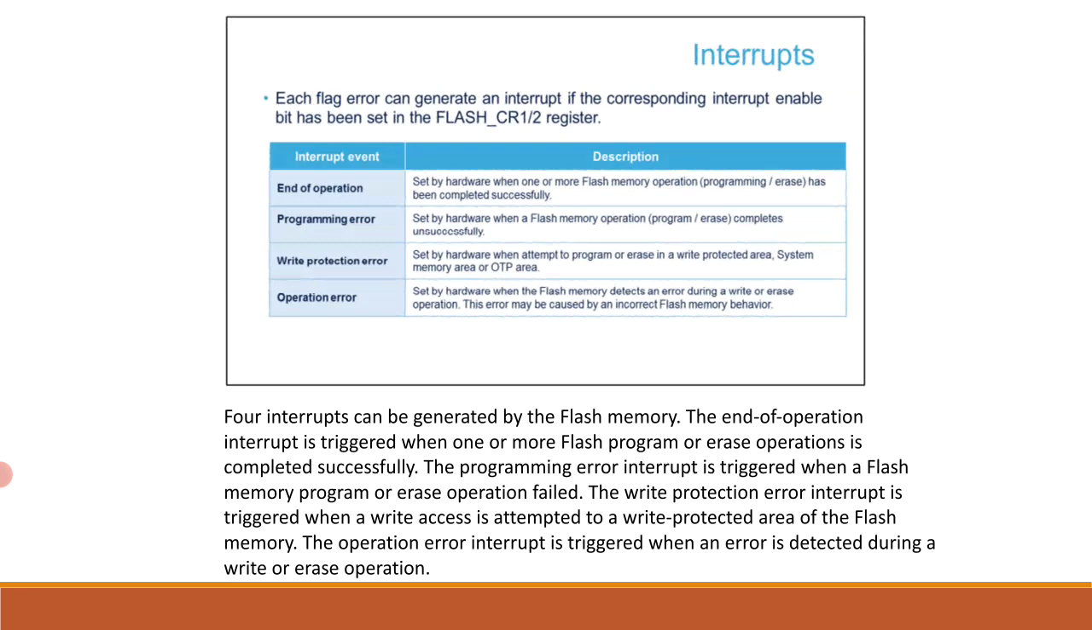The programming error interrupt is triggered when a flash memory program or erase operation failed. The write protection error interrupt is triggered when a write access is attempted to a write protected area of the flash memory. The operation error interrupt is triggered when an error is detected during a write operation.